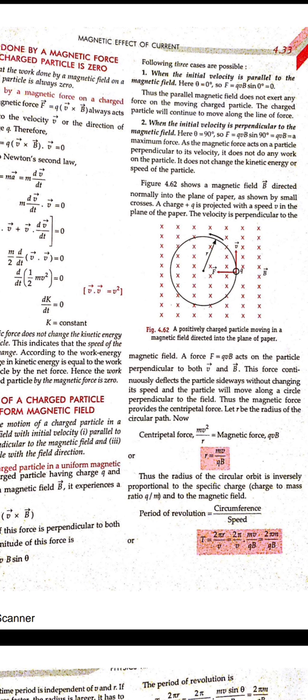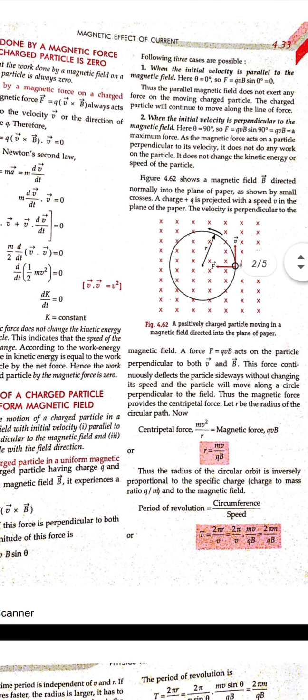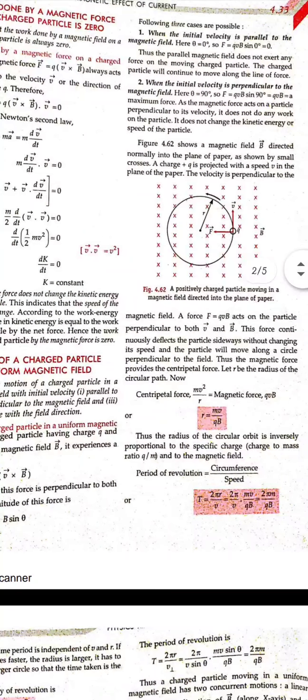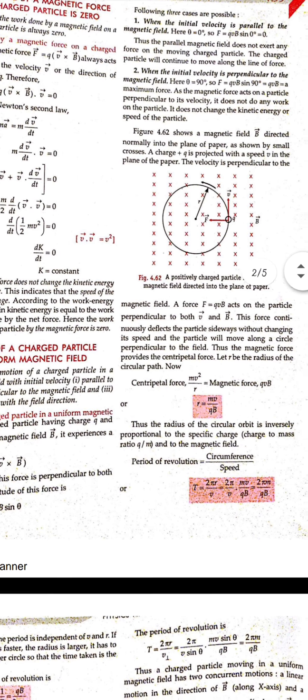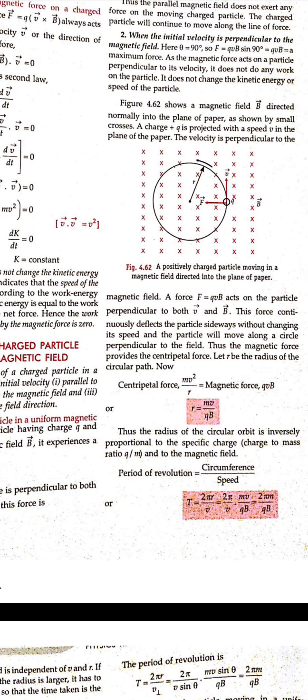Next, when the initial velocity is perpendicular, that is theta equals 90 degrees, the motion of the charged particle is perpendicular to the magnetic field, and the magnetic force is maximum, since sin 90 is 1. So we can say that the magnetic force acting on the particle is maximum. For theta equals 90 degrees, sin 90 is 1, and qvB is the maximum force. The magnetic force on the particle is perpendicular to the velocity, so it does not do any work and does not change the speed of the particle, but it will move with a uniform speed. This is the reason the initial velocity perpendicular to the magnetic field gives the maximum force.